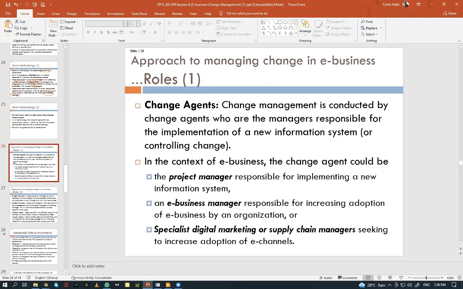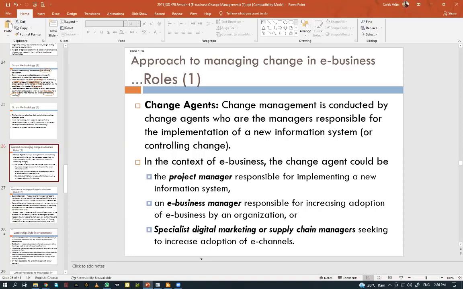Approaches to managing change in e-business. I made mention of certain change management issues, and now we are going to look at how we can manage some of these changes in an e-business environment. Number one, change management is conducted by change agents, who are the managers responsible for implementing a new information system or controlling the change. In the context of e-business, the change agent could be the project manager who is responsible for implementing the e-business project, or an e-business manager responsible for incremental adoption of e-business by organizations.